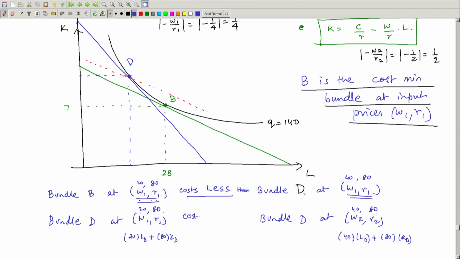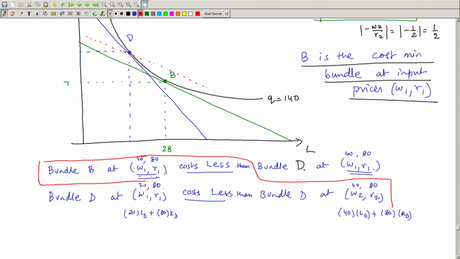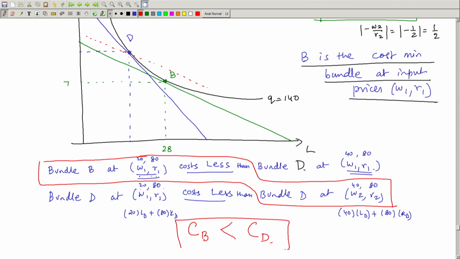So what must I write here? So bundle D at W1 R1 costs less than bundle D at W2 R2. So if I combine these two statements and use transitivity, I will notice that bundle B at W1 R1 is going to cost less than bundle D at W2 R2. So what have we shown? We have shown that the cost of bundle B is less than the cost of bundle D, right.